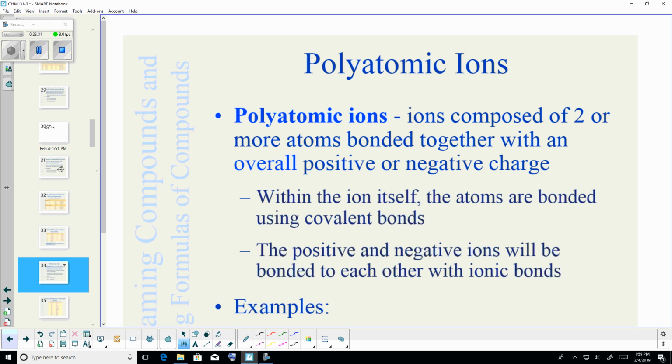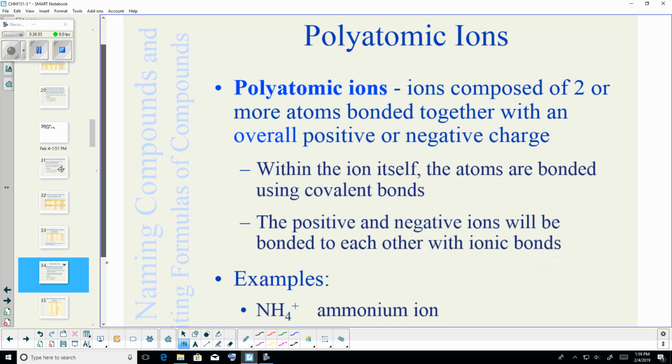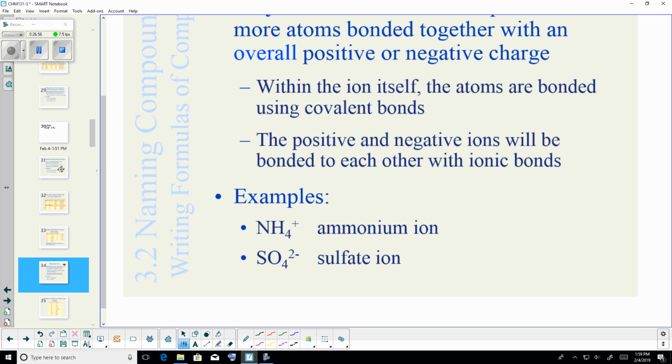Then there are polyatomic ions. They're ions composed of two or more atoms bonded together with an overall positive or negative charge. Within the ion itself, the atoms are bonded together using covalent bonds. The positive and negative ions will be bonded to each other with ionic bonds. So here's two examples. NH4+ is the ammonium ion. It has an overall charge of +1. It doesn't come apart. These are covalently bonded together, so you think of it as one thing.